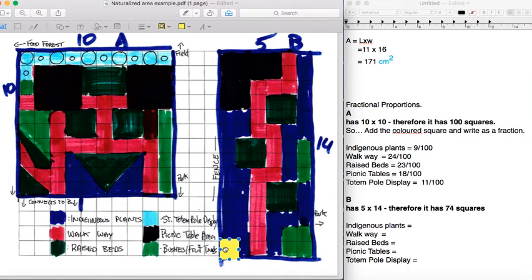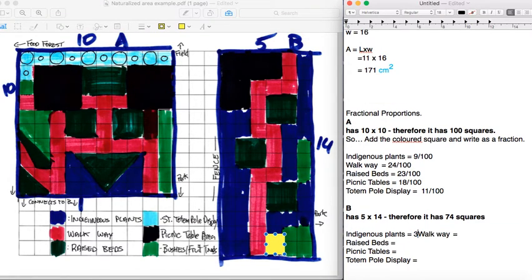I have indigenous plants. 1, 2, 3, 4, 5, 6, 7, 8, 9, 10, 11, 12, 13, 14, 15, 16, 17, 18, 19, 20, 21, 22, 23, 24, 25, 26, 27, 28, 29, 30, 31, 32, 33, 34, 35, 36. 36 out of what? Is it out of 100? Answer: if you said 100, pay attention because you'll do it wrong. This is the second side. My total area is 74.